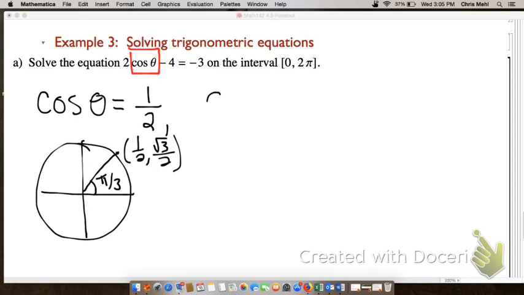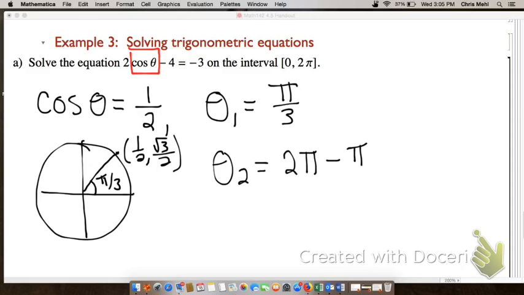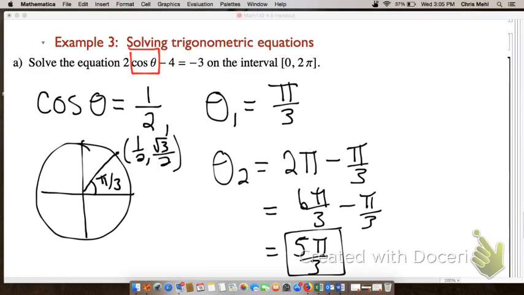Okay, so a first solution here, theta 1, is actually going to be pi over 3. And then my theta 2 is going to be obtained by taking 2 pi and subtracting pi over 3. And that ends up giving us 2 pi is 6 pi over 3 minus pi over 3, which ends up being 5 pi over 3. So there's one of the angles, and the other one was pi over 3. So there's our two angles in 0 to 2 pi that are solutions to the given equation.